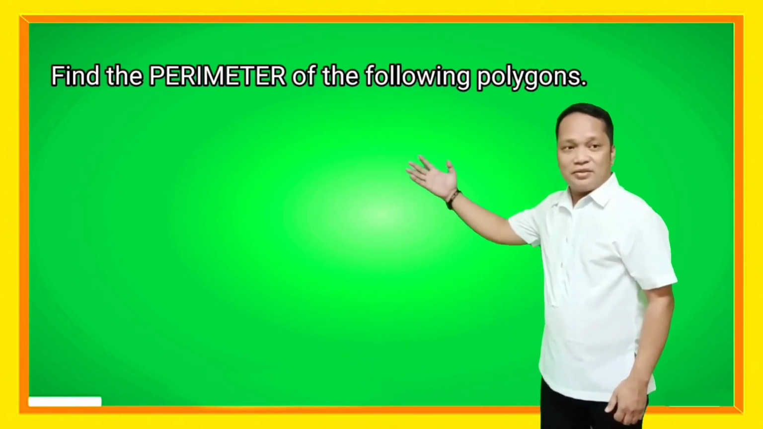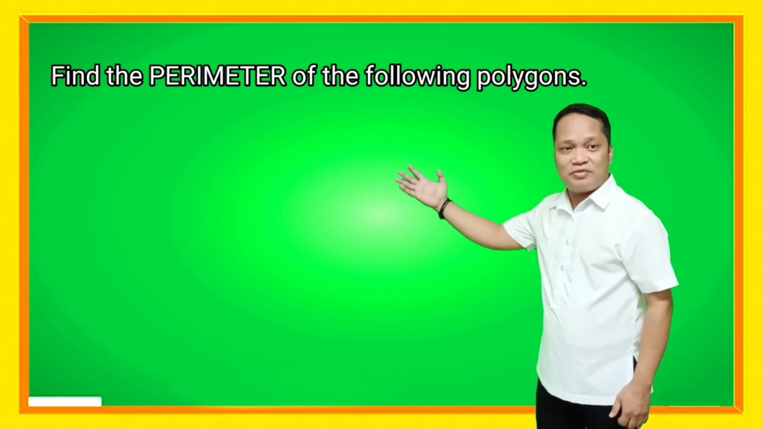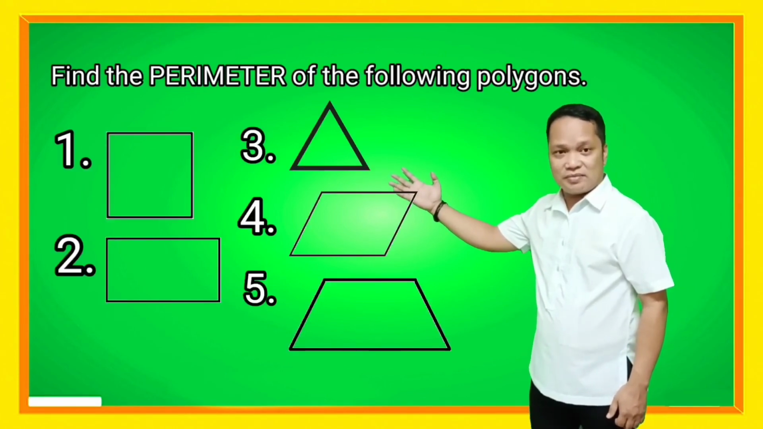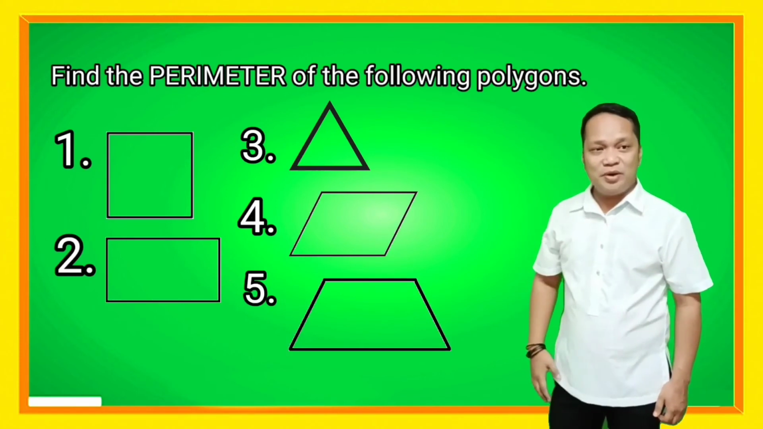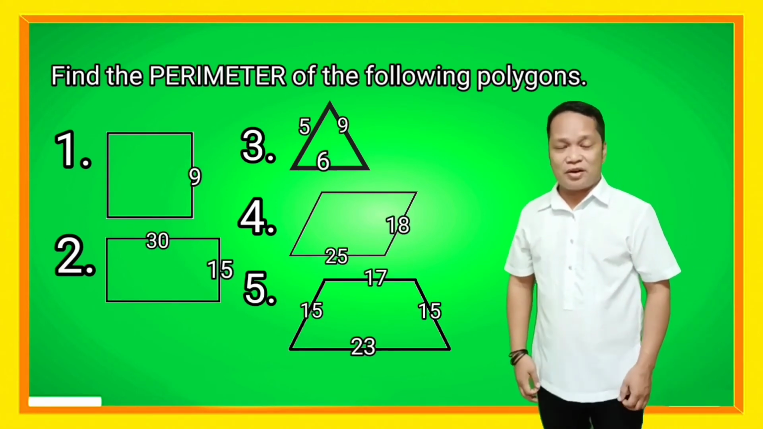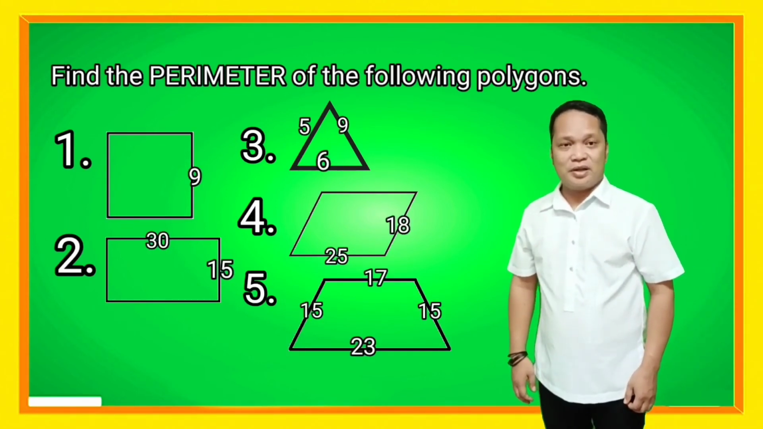At this point, I am going to test whether you have understood the lesson. Get ready with your answer sheet. Let's take the challenge and have fun. Find the perimeter of the following polygons. I will give you 1 minute and 30 seconds to solve. Your time starts now.